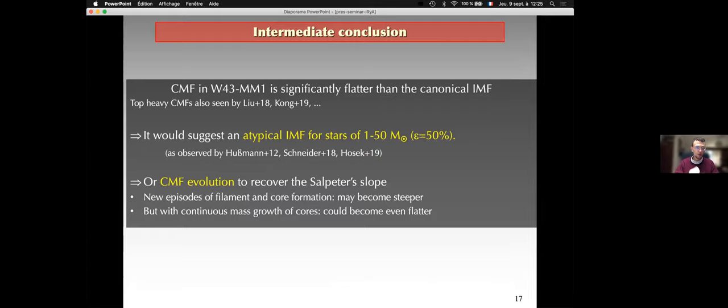So to sum up this part, we have seen in W43 MM1 a core mass function significantly flatter than the canonical IMF. Other top heavy CMFs have been seen in other regions. How can we understand it? First, it could mean that we will get in MM1 an atypical IMF, so a top heavy IMF as well. It's a possibility. I've shown examples before of top heavy IMF. It could also mean that the CMF needs to evolve to recover the Salpeter slope.